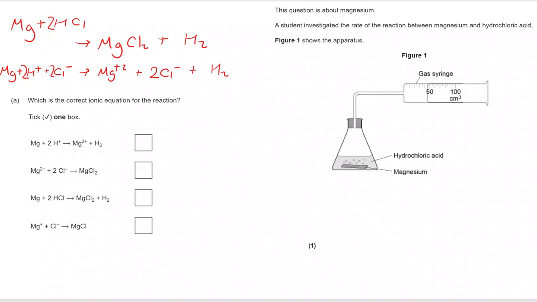What I can then do is get rid of my spectators. I've got 2Cl minus on both sides, so let's get rid of them. And you can then see that we're left with Mg plus 2H plus goes to Mg2 plus H2. So we have our correct answer.